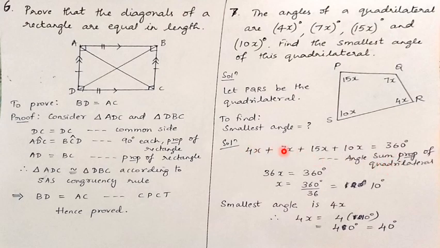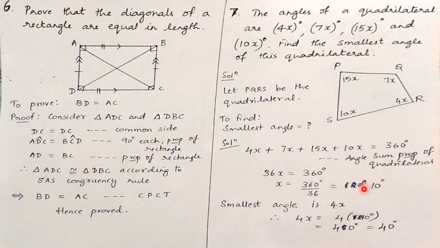So when you add all these four, because all the four are like terms, you can add them. 4 plus 7 plus 15 plus 10 is 36. So 4x plus 7x plus 15x plus 10x is nothing but 36x. And RHS will remain as it is, 360 degree. We want only the value of x, so send 36 that side. It is going to be x is equal to 360 divided by 36. What is the value of 360 degree divided by 36? It is 10 degree. So x value is 10.